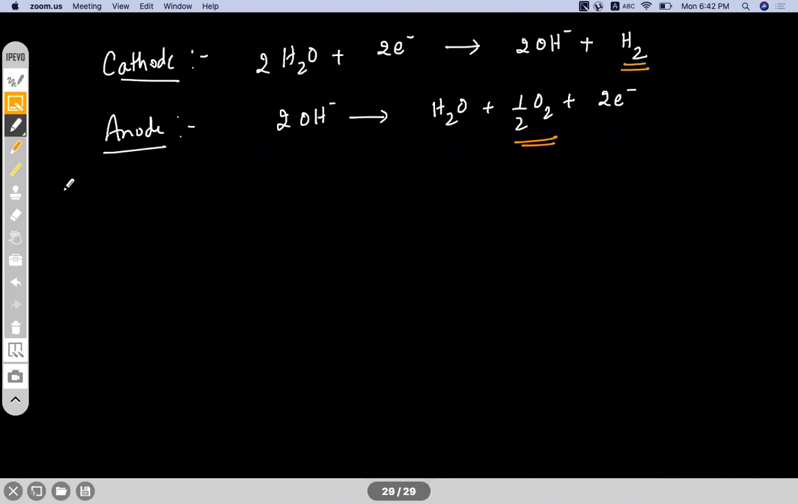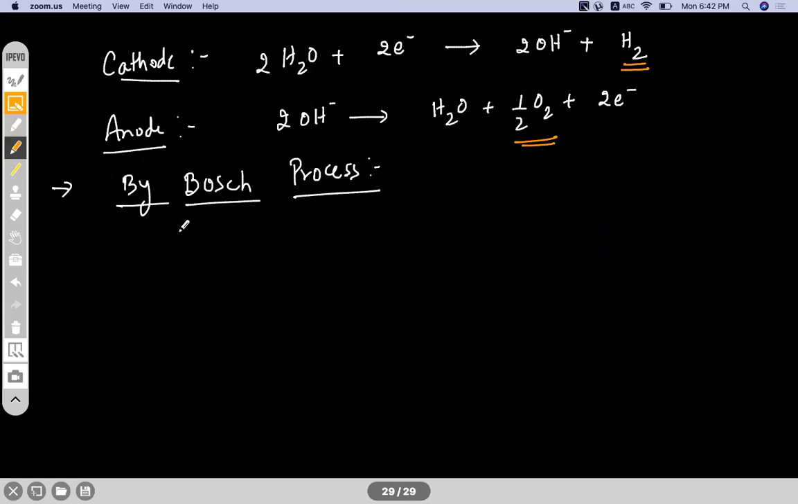Okay, next method of preparation we have is the Bosch process. The catalyst we use in this process is nickel, and the temperature we use is around 1270 Kelvin. Temperature you don't have to memorize. Catalyst you must take care of, okay?